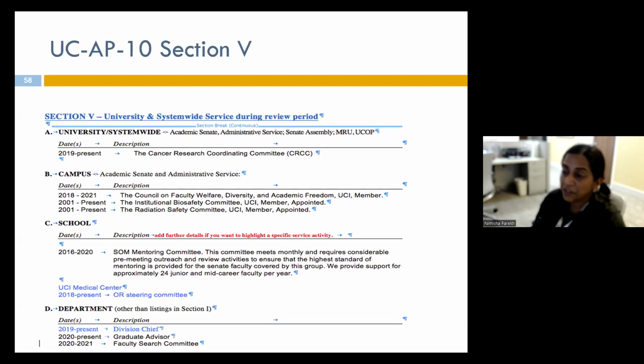Okay, so examples of university system-wide, the Cancer Research Coordinating Committee. We talked about campus committees, we talked about school committees, department as well. And these are just examples. Sometimes it gets confusing on where to put it. So let's say you're on a faculty search committee, that would go under department. Let's say you are on a chair search committee, then that would go under the school. If you're working more on campus, like a radiation safety committee, you would include that there.